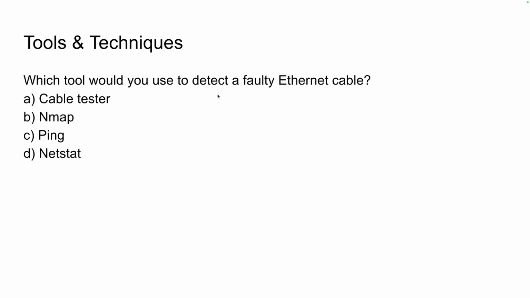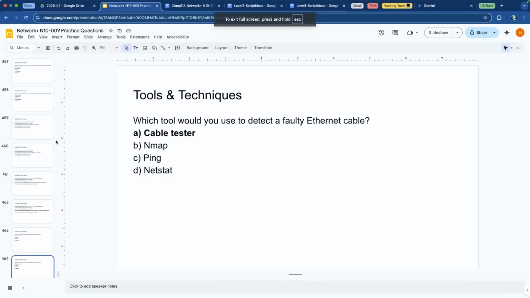Which tool would you use to detect a faulty Ethernet cable? And that would be our cable tester. Nmap is a logical tool, ping and netstat, these are all logical tools. Cable tester is the only physical tool. And that's it. That's literally the last question that we have for this particular section.